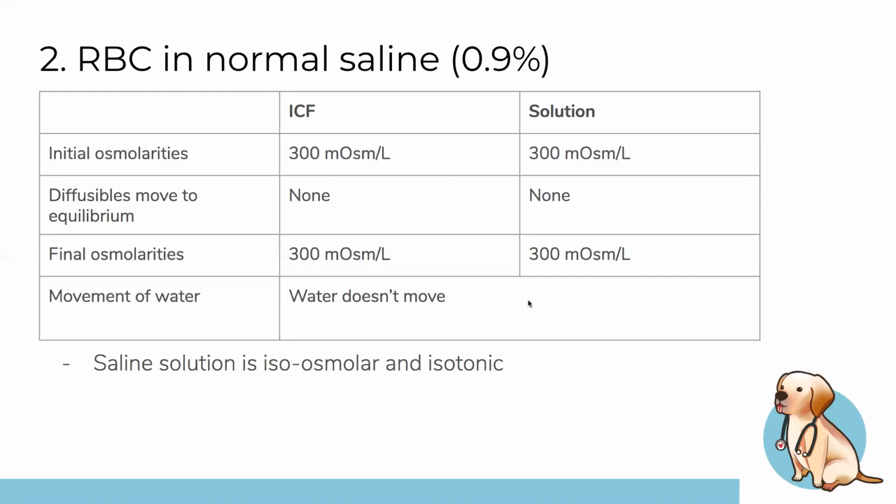So now we'll look at normal saline. So the initial osmolarities are 300 for both. And the diffusibles, there aren't any diffusibles because, as we said, the saline is effectively impermeable. And so the final osmolarities are both 300, so water doesn't move. So saline is isoosmolar and isotonic.